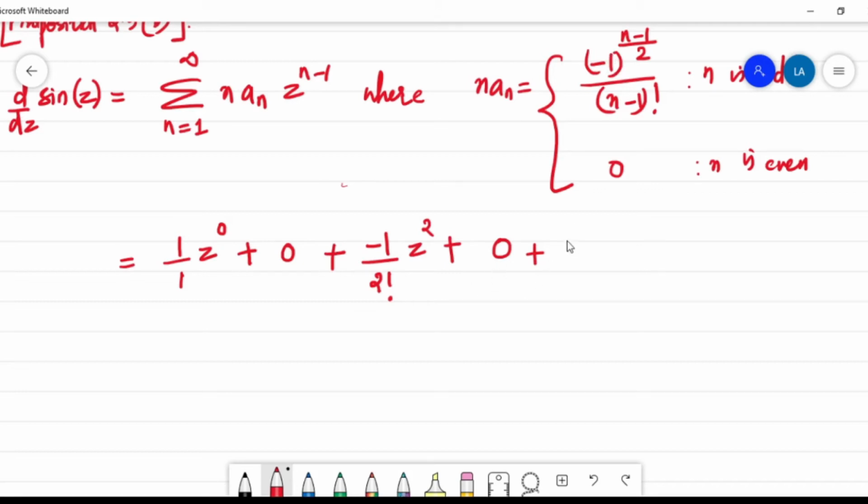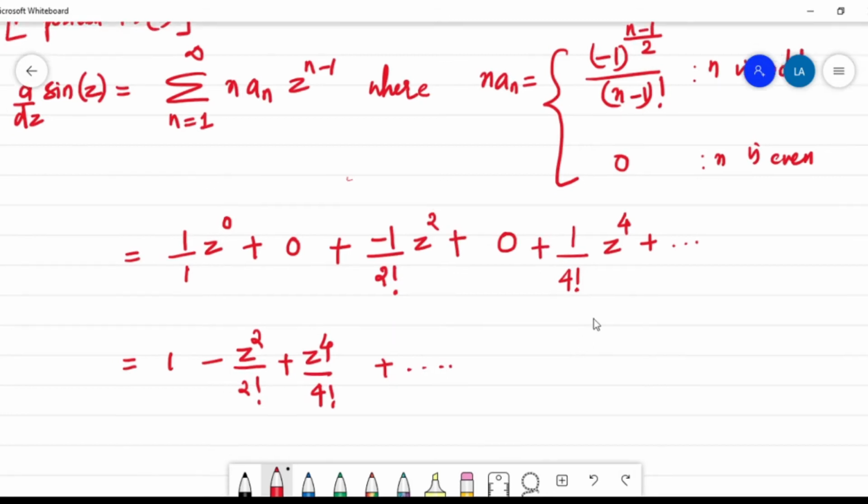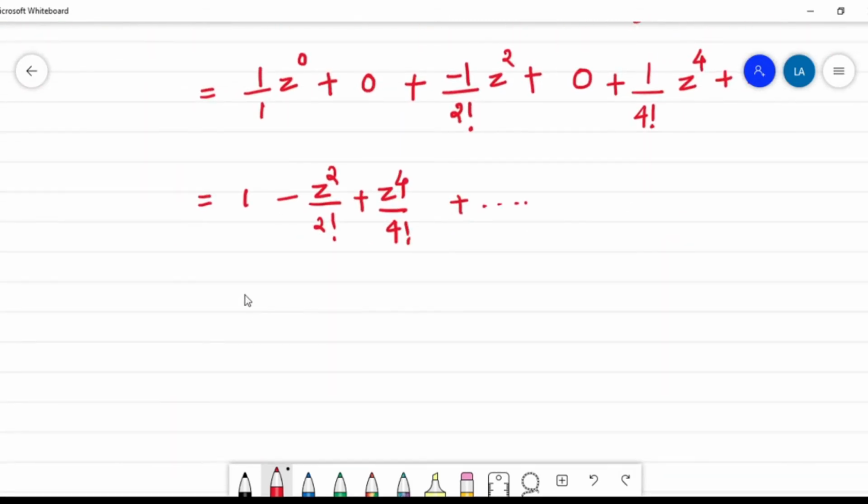So you will have 1 in the numerator divided by 5 minus 1 factorial, that is 4 factorial, into z raised to 5 minus 1, that is 4, plus etcetera. So this is happening like that, and that is equal to 1. The first term will be 1, the second term will be minus z squared by 2 factorial, the next term will be z raised to 4 by 4 factorial, and the terms go on. When we check it out, this is nothing but cos z.